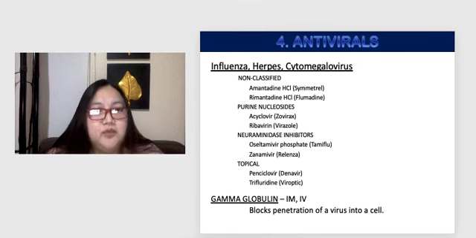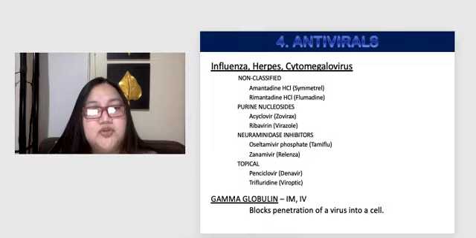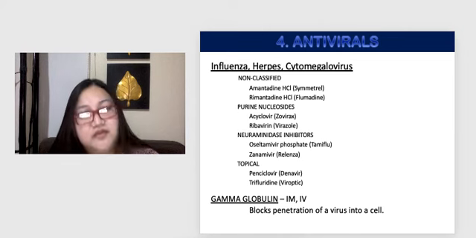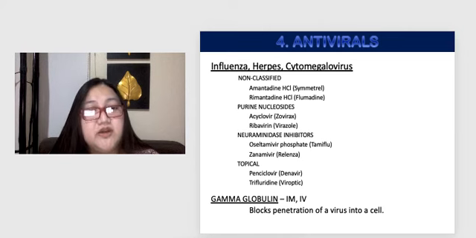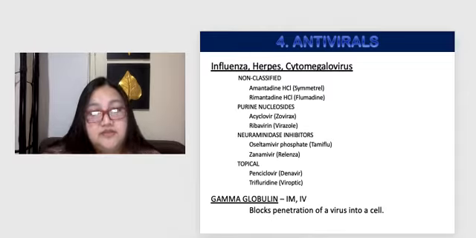Okay? Topical, again, no? As what I've said, sa mga ointment, pag naglalagay, it's very important that when you put it in your patient, you have to make sure that you are safe. Prevent na mahawa ka. Gamma globulin, IM or IV, blocks penetration of a virus into a cell. So, gamma globulin is rich in antibodies, and it's a form of passive immunity. It can prevent viral invasion, especially sa mga early infectious stage ng illness.